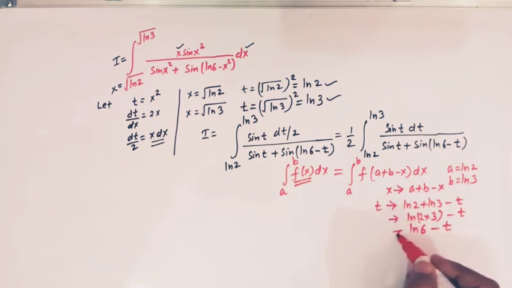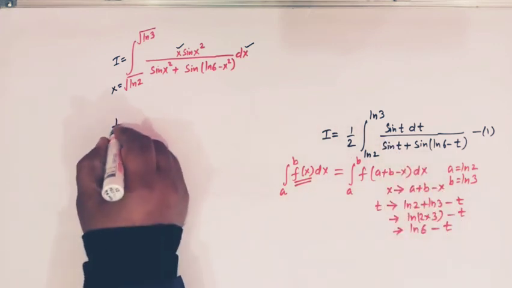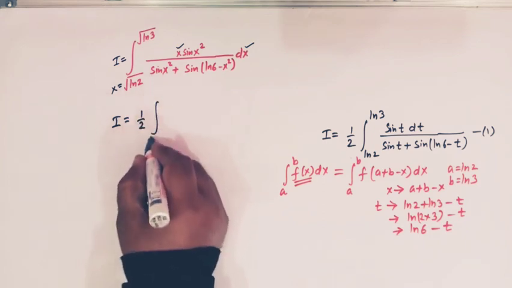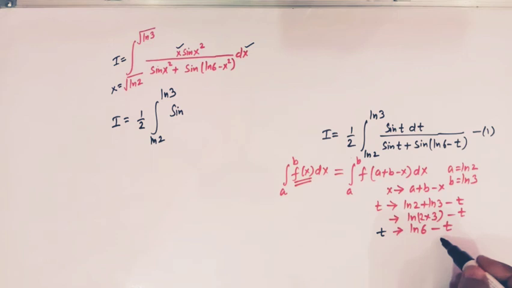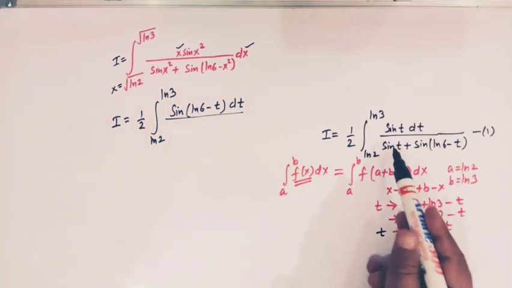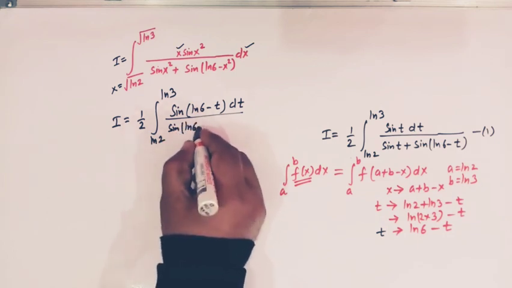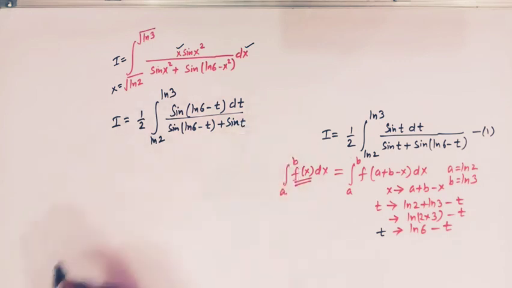So t can be replaced by ln 6 − t. Now we have this integral as integral number 1, and utilizing this property we can rewrite I as half, the integral from ln 2 to ln 3 of sin t, where t is replaced by ln 6 − t, so we have dt divided by sin(ln 6 − t) plus sin of (ln 6 − t) replaced by t. Let us call this integral number 2.